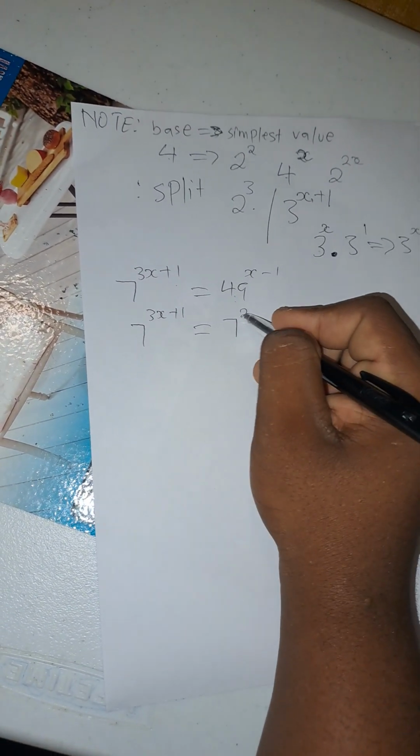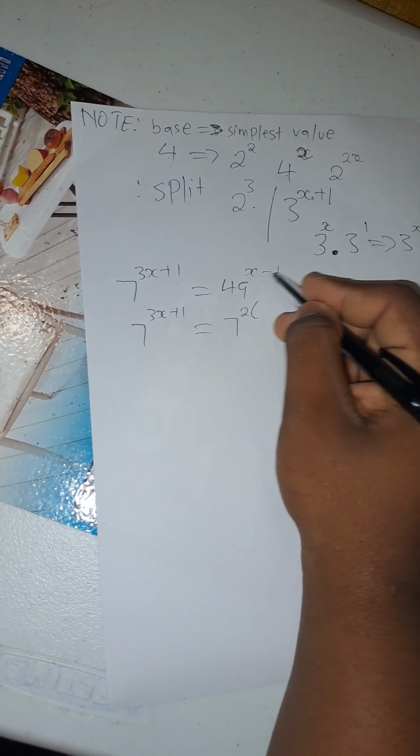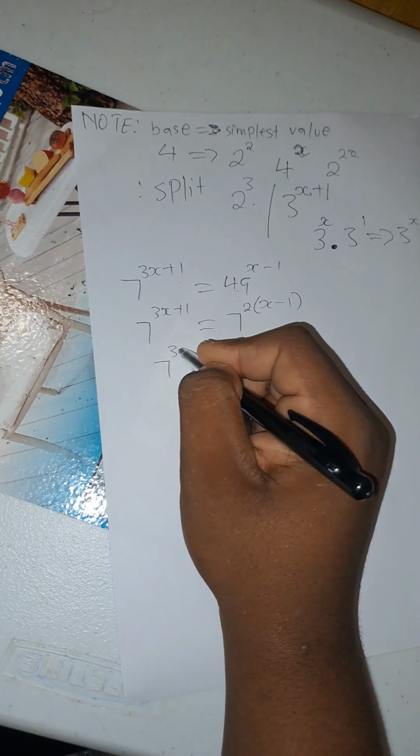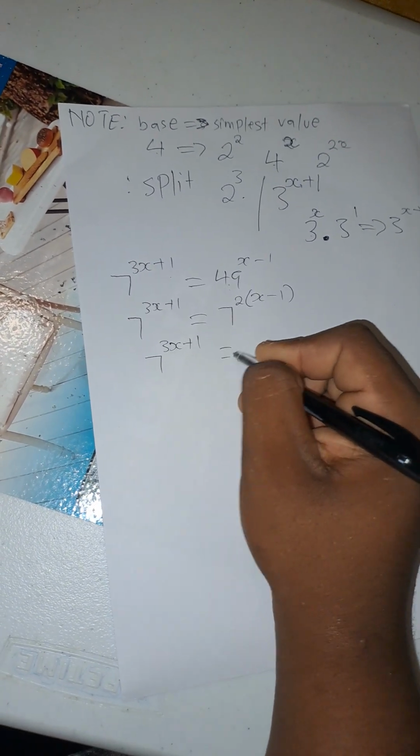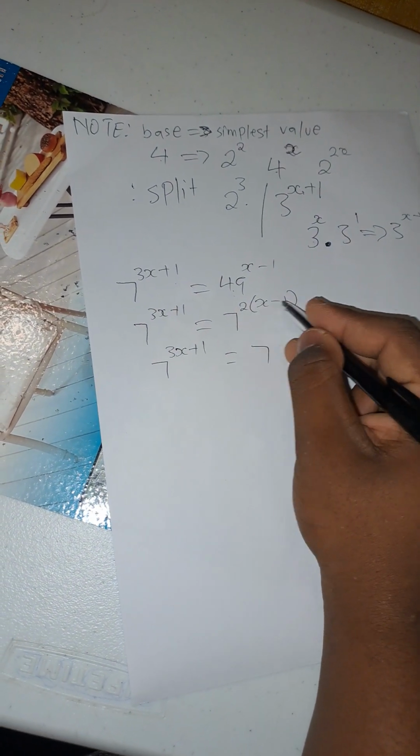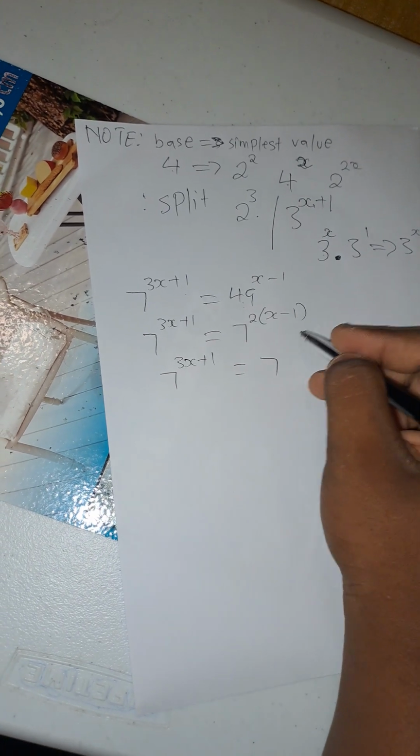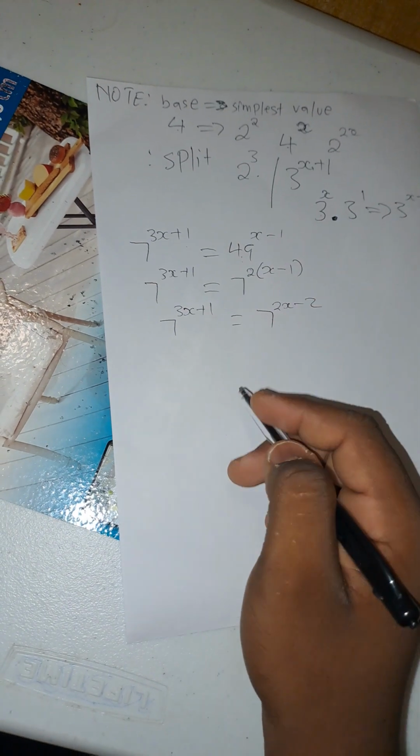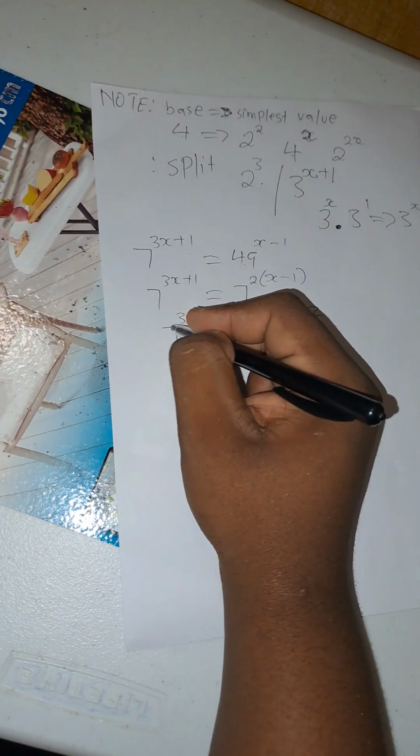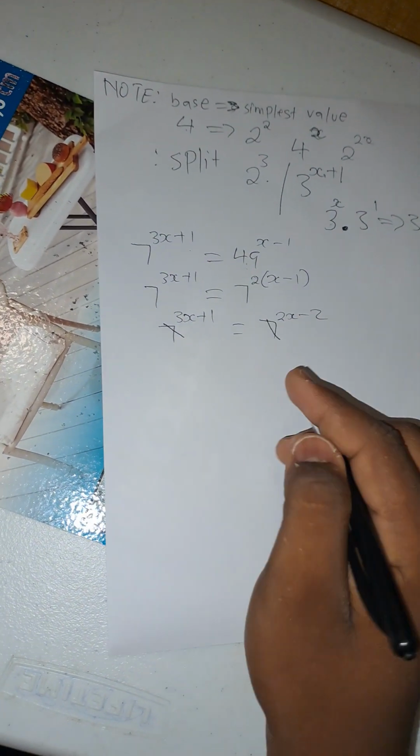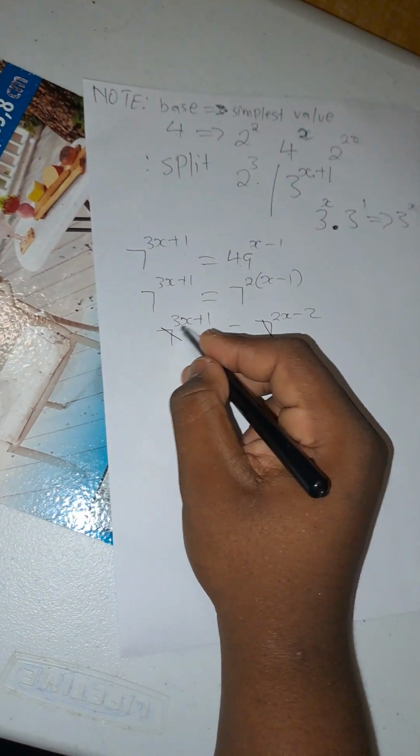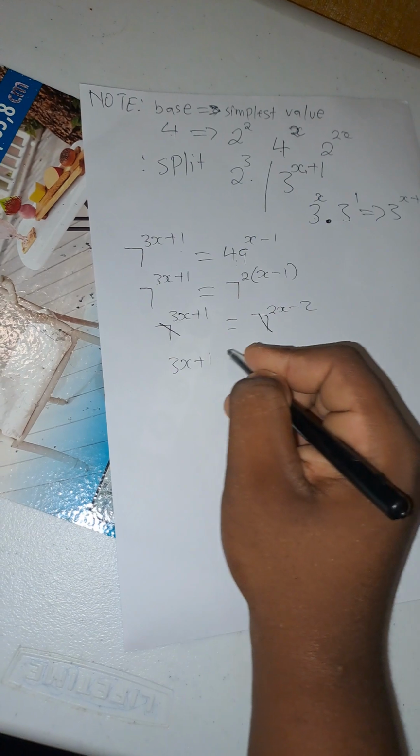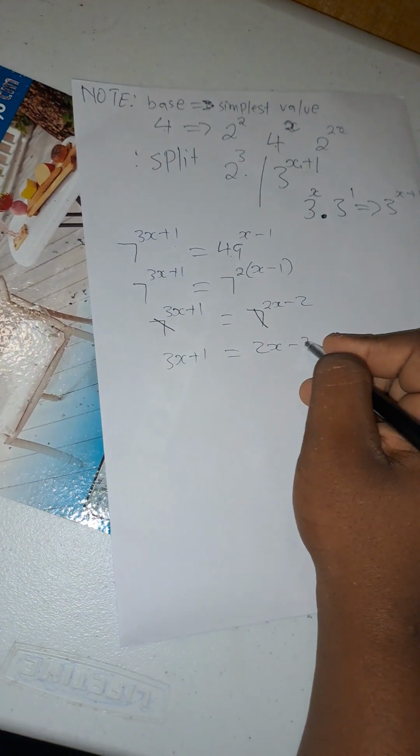So it is 7 squared, then you open a bracket because there was already an exponent, x minus 1. So 7 to the power of 3x plus 1 equals 7 to the power of... Then you multiply the exponents: 2 times x is 2x, 2 times negative 1 is minus 2. Now what you have to know: if you have the same bases on both sides of an equal sign, you cancel them, and you are left with the exponents. We drop them, so it's 3x plus 1 equals 2x minus 2.